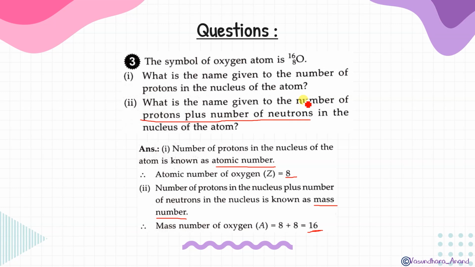Now our next topic is electronic configuration: how we have to divide the electrons in their orbits, in the shells. That we will do in our next class.